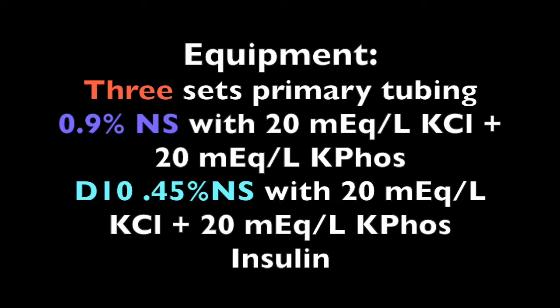To begin the 2-bag system, we need to assemble our equipment. We need 3 sets of primary tubing, 1 bag of normal saline with electrolytes, and 1 bag of D10 half normal saline with electrolytes as well. We also need a bag of insulin for our insulin drip. The reason that we need 3 sets of primary tubing is because each bag of fluid will be set up as its own primary channel.